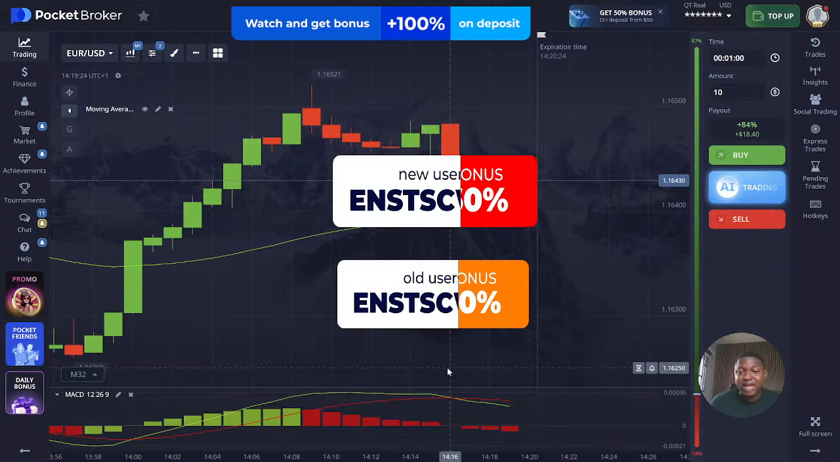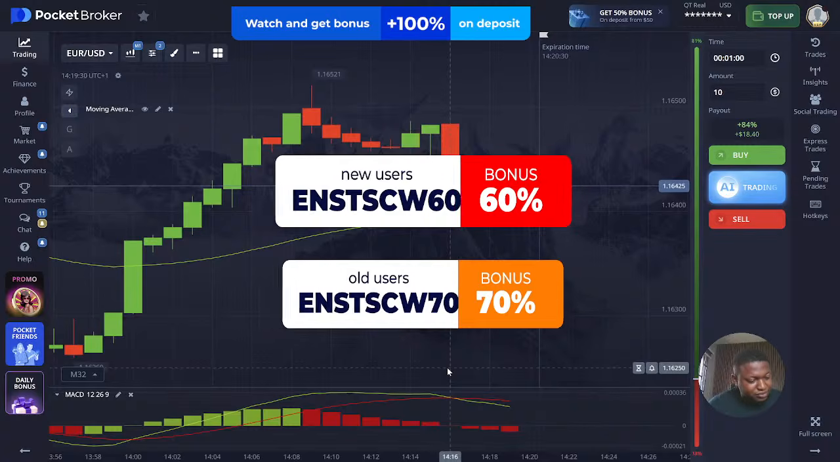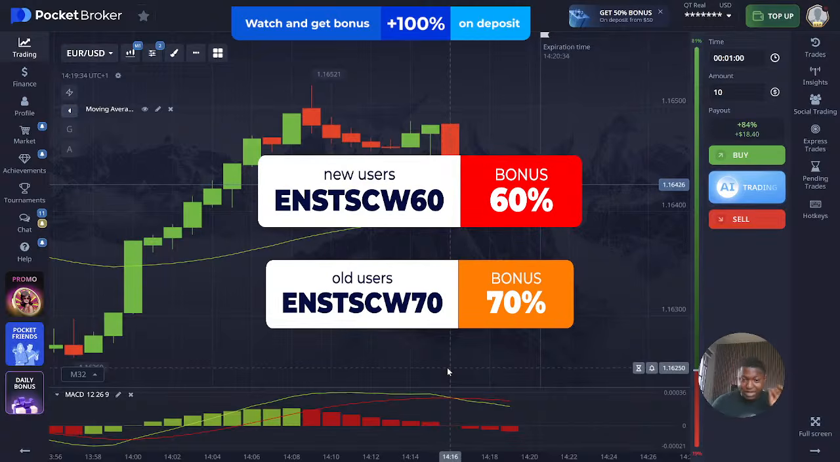But if you do not want to take that risk, like I said, you have to wait for both to cross before entering the market. If you don't want to take that risk, wait for both to cross before entering the market.